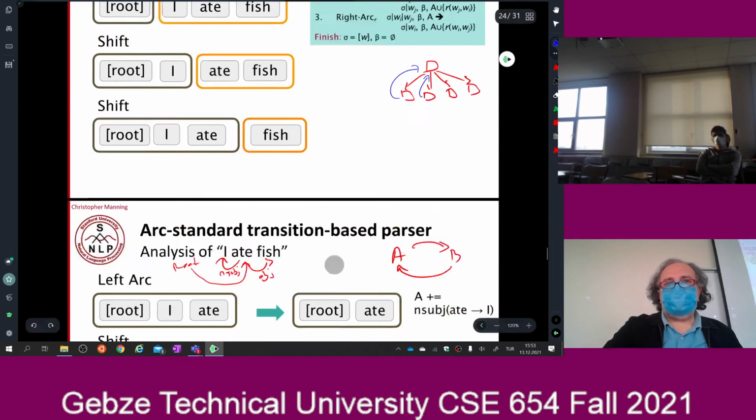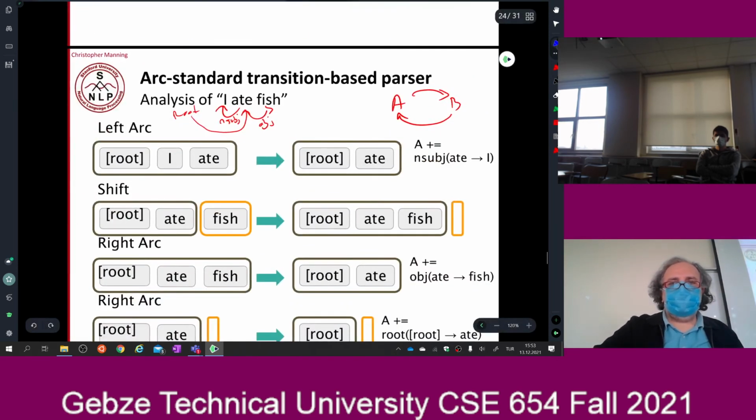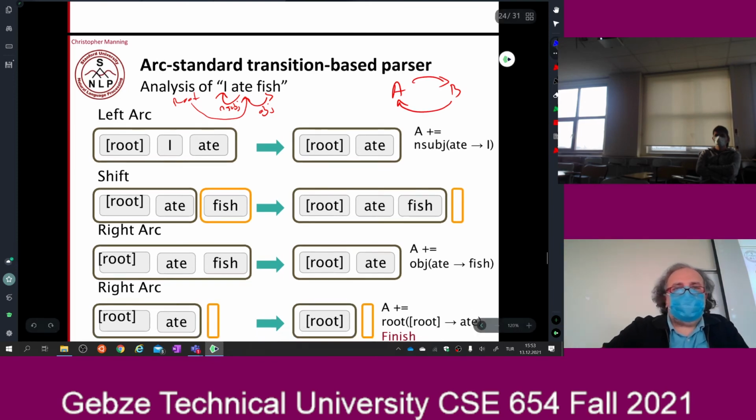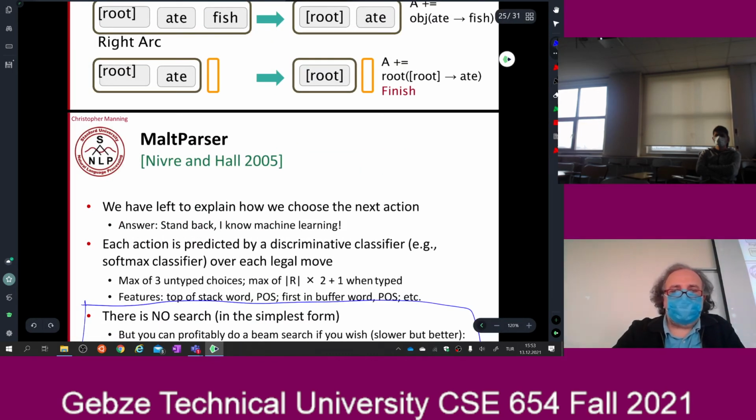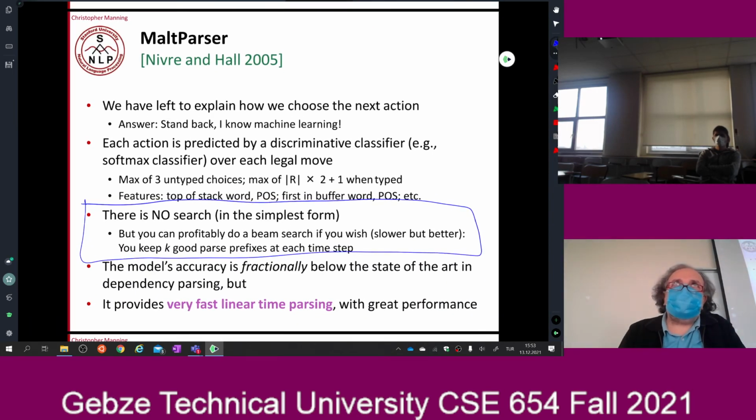Again, three things. Should I shift, left arc or right arc? Who is going to make this decision? Again, it's either something rule-based: if this and this happens, then do this. Otherwise, I am going to use a machine learning method. But for the machine learning method, I need a data set that marks all the relationships between the words of given sentences, for maybe hundreds, maybe thousands of sentences.